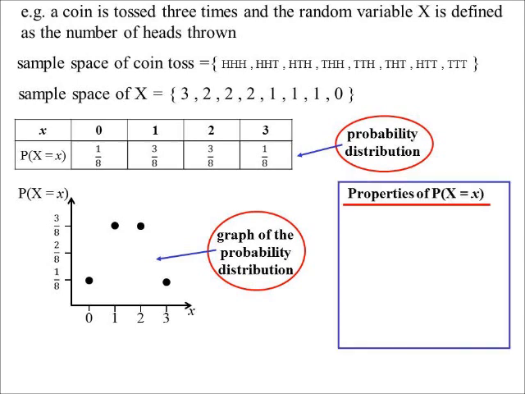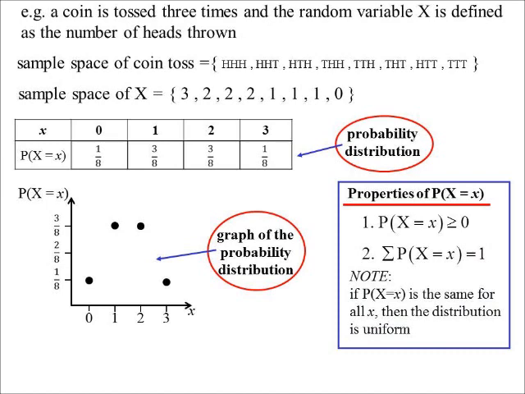So some properties of this idea, the probability of x equals x. Okay, probability of x equals x must be greater than or equal to 0. The sum of them all must be 1. Because what we're saying is we're adding up all the probabilities, and we know all the probabilities add up to be 1.